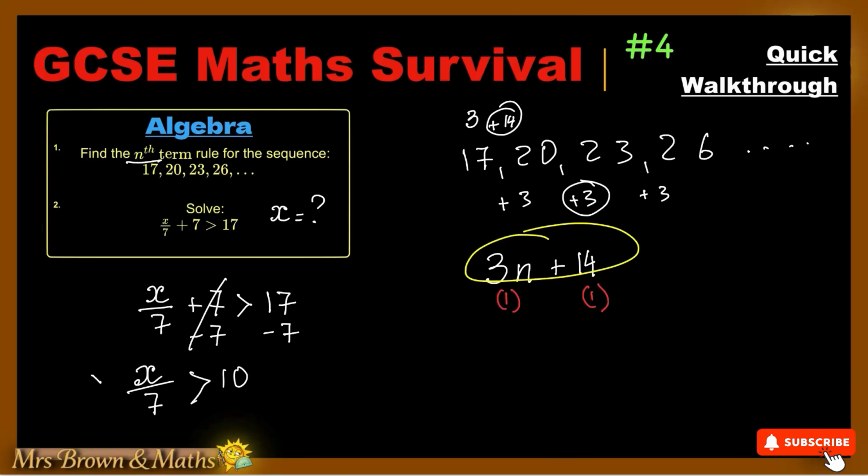Every fraction is division, so opposite will be times. Now multiply both sides by 7. So x is greater than 70.